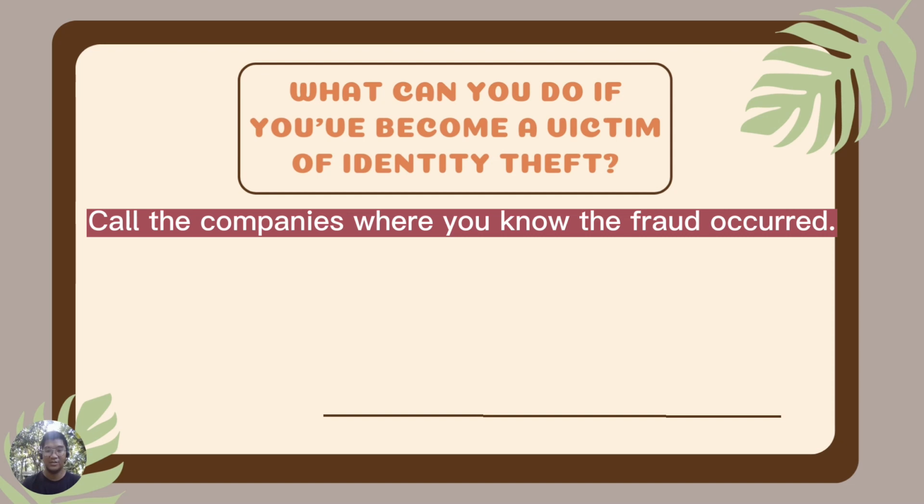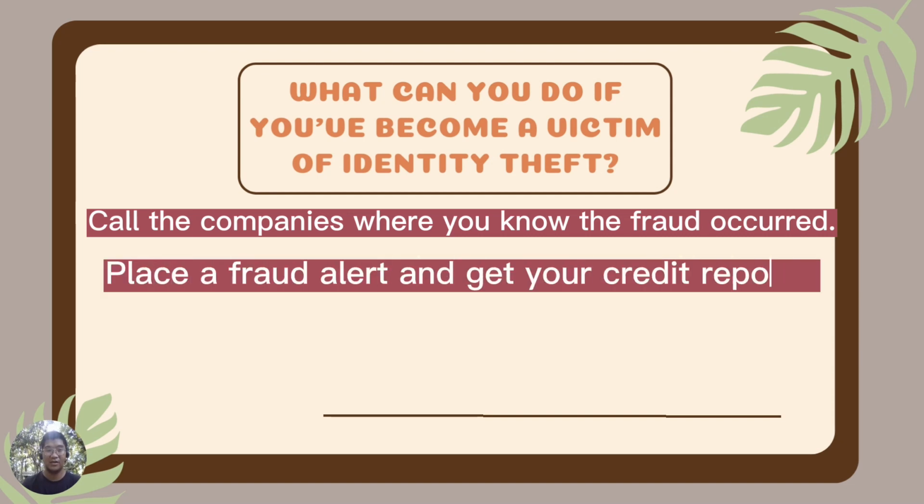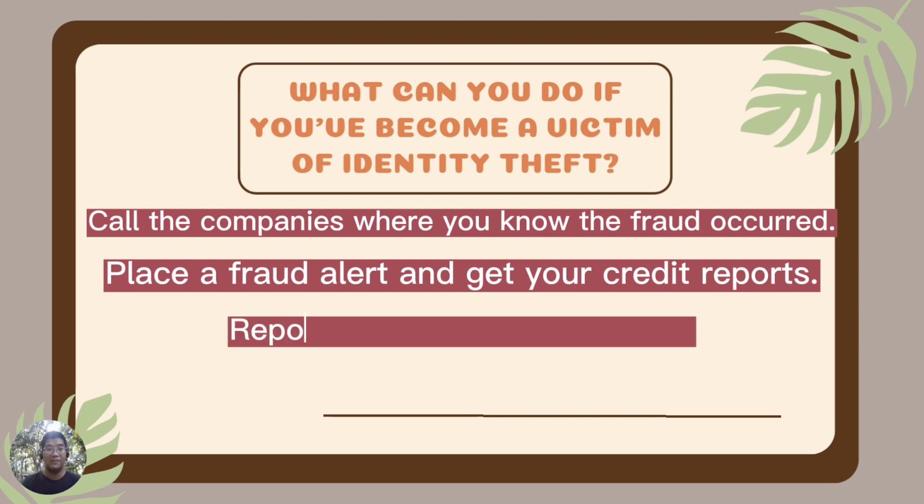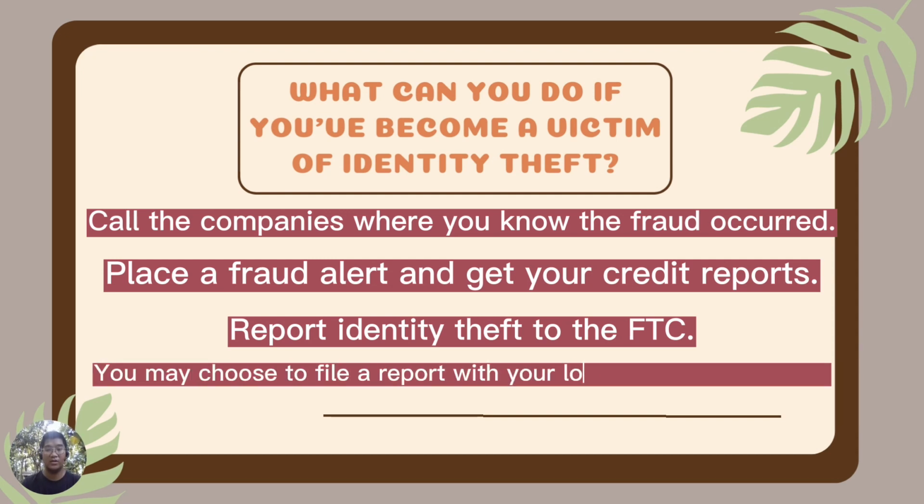And the second one is place a fraud alert and get your credit reports. So basically, you will log into your account or your social security information, so that you would be able to get your credit report. And the third one is going to be report identity theft to the FTC. And for one, you may choose to file a report with your local police department. That's actually the normal thing that you would be able to do if something happened like this.